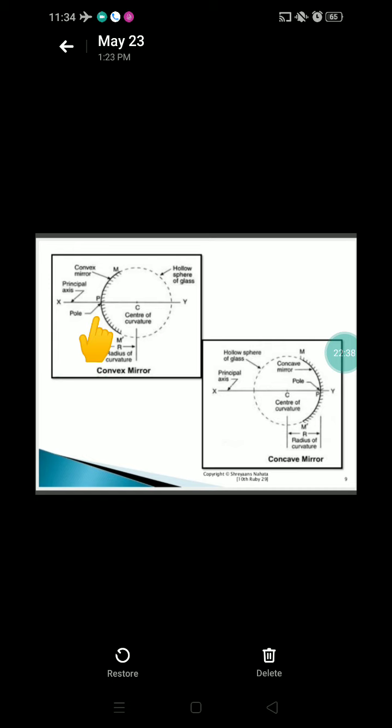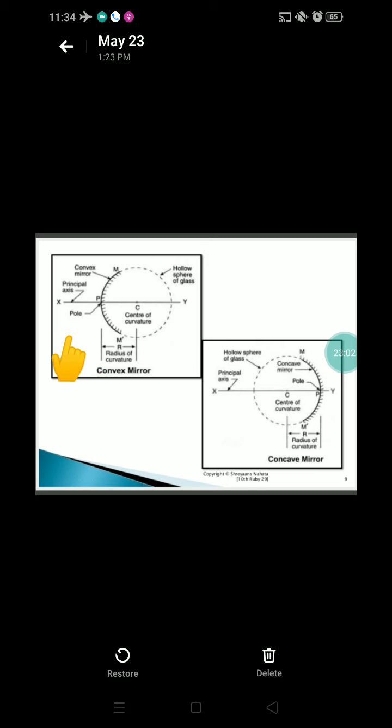It's called the spherical mirror. The center of the mirror is called a pole, and it is usually represented by the letter P here. This is our pole. Then the next term is principal axis. Principal axis is the line passing through pole and center of curvature.